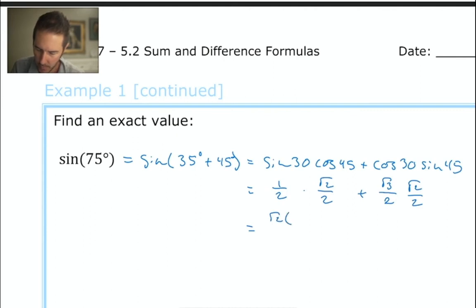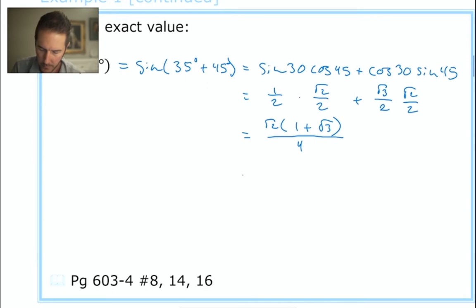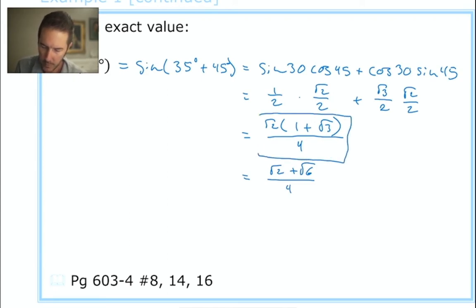It's the square root of 2 times 1 plus the square root of 3, all divided by 4. Or we could multiply that in and get the square root of 2 plus the square root of 6, all divided by 4. So either one of these is a viable final answer.